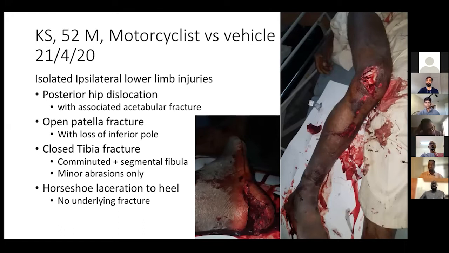had isolated ipsilateral lower limb injuries with a posterior hip dislocation with an associated posterior wall acetabular fracture. And as you can see in the picture, he had an open patella fracture with some mild damage to the cartilage on the medial femoral condyle, lateral femoral condyle actually, and with some loss of the inferior pole of the patella, and I'll show the x-rays shortly. He had a closed tibia fracture on the same side with some abrasions on the front of the shin, and it was a comminuted fracture, and this sort of horseshoe laceration to his heel, but with no underlying bony component.